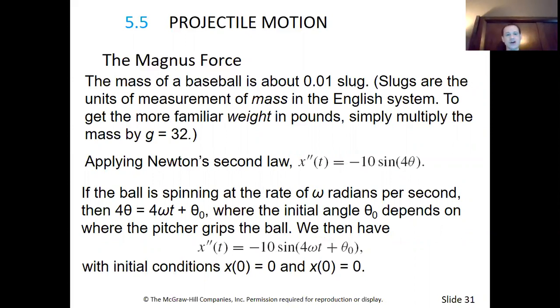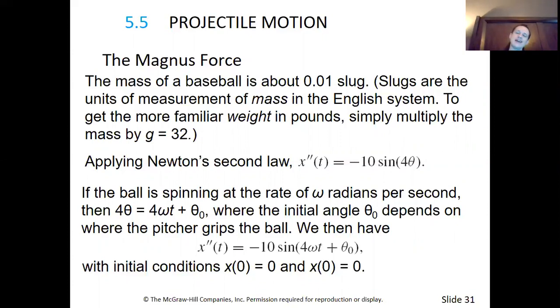So what this says is x double prime of t is equal to negative 10 sine of 4 theta when you divide the force by 0.01. Okay, remember, x does not have to do with the axis the baseball is moving towards you along. x is how much this baseball is swaying back and forth. So x is kind of this way, and the ball is being thrown towards you, and x will be a position for how much it curves from the center, basically.